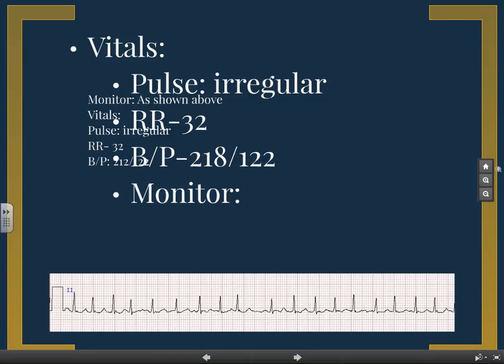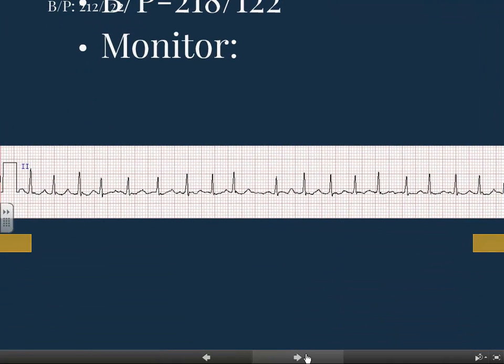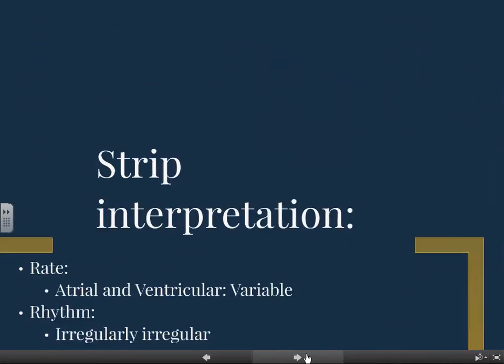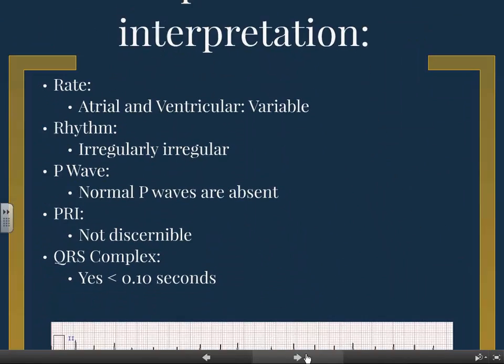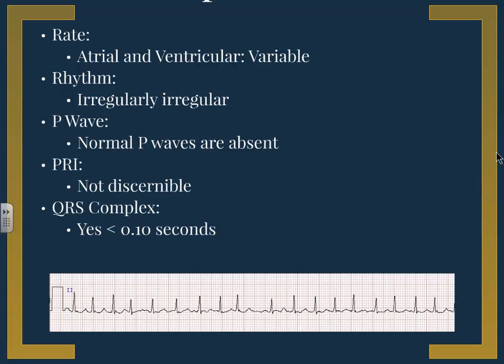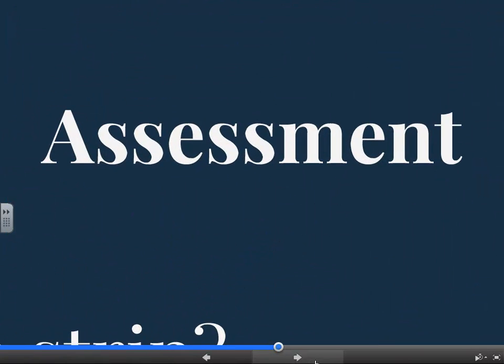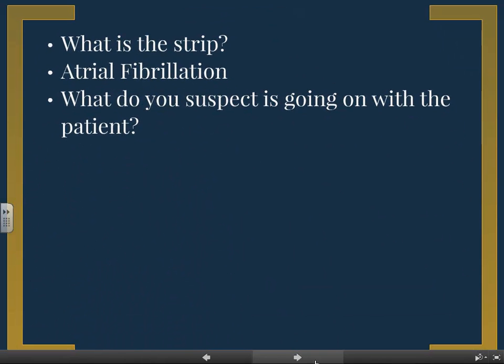Yeah, it's very variable. Definitely some fibrillation. PRI, kind of hard to see. QRS complex. Yeah, it's there. So what are we going to call this? AFib. I forgot to throw that in here. Oh, no, there it is. It's AFib. So what do you think is going on with this patient?